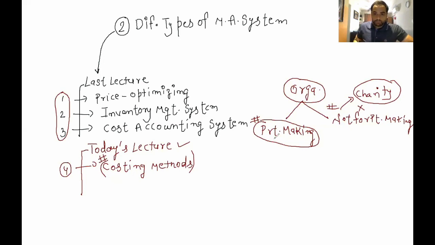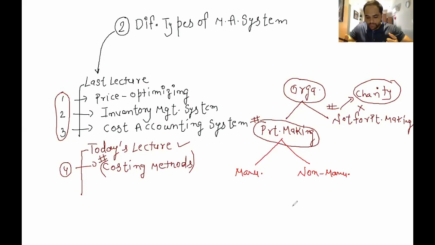Okay, so move on. These profit-making companies are divided into two parts. There are two types of profit-making companies. One is manufacturing companies, right? And non-manufacturing companies, right? Manufacturing companies means they are involved in production. They produce products. Product means something which is tangible. We can see, we can touch, right?